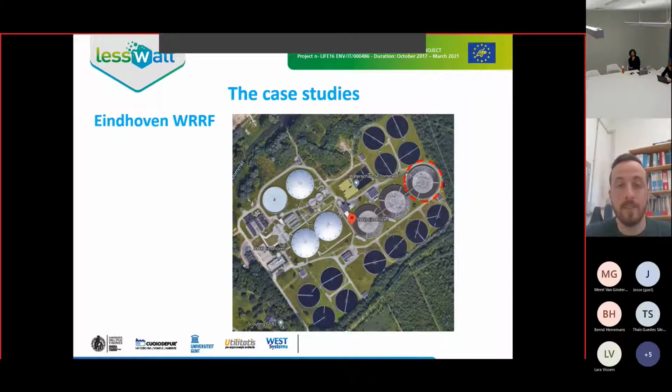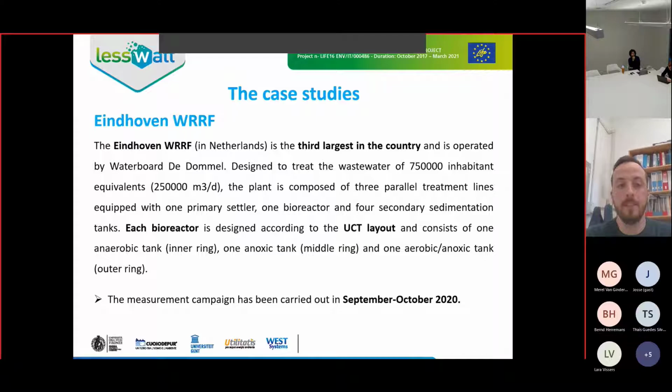The third case study was the Eindhoven plant. The Eindhoven plant is the 3rd largest in the Netherlands and is operated by Waterboard de Dommel. It treats the wastewater of 750,000 inhabitant equivalents, and the plant is composed of 3 parallel treatment lines equipped with a primary settler, 1 bioreactor, and 4 secondary sedimentation tanks.